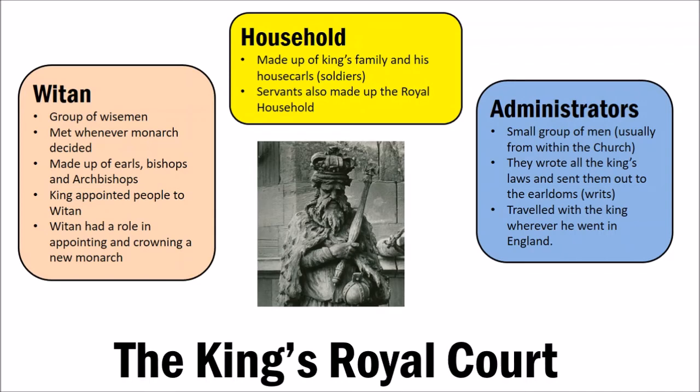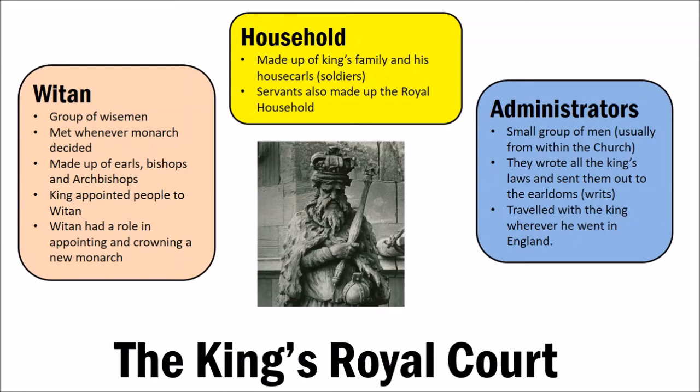The king would listen to the advice that the Witan provided him, but the king didn't have to listen to this advice. He could choose to reject it. He could choose to accept it. But the Witan was extremely important because by consulting the most powerful men in the country, a monarch could show that he respected their views, which would increase the chances of them supporting his decisions.